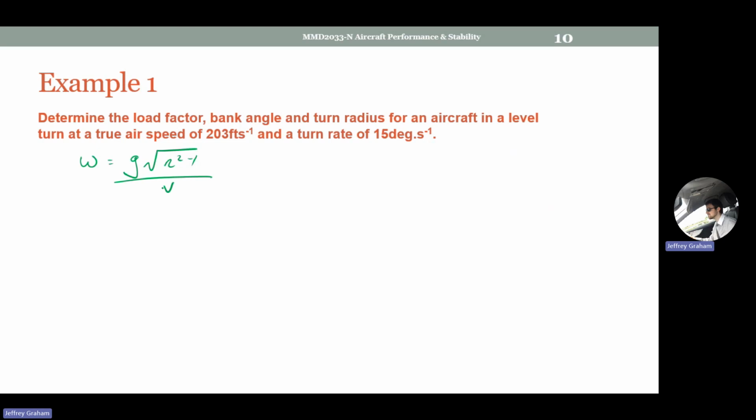Right, rearranging this, the first thing we want, because we want n, is on top of the fraction. Yes, it is in this case. It's on the numerator. The next step is to isolate everything around it. So the first step needs to be to get rid of this velocity. It's currently dividing our values, so we're going to multiply it. So we get the rate of turn times the linear velocity gives us g times the square root of n squared minus 1.